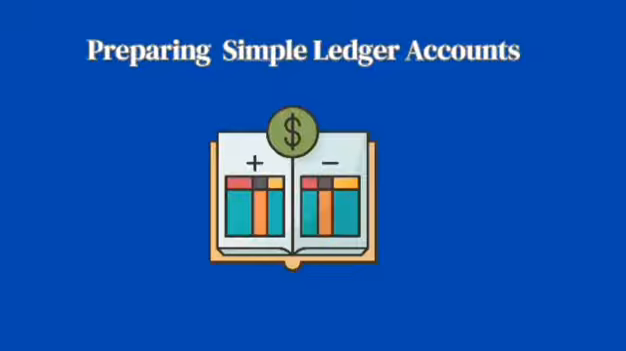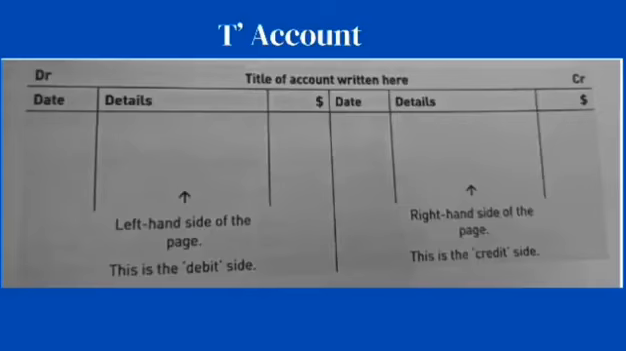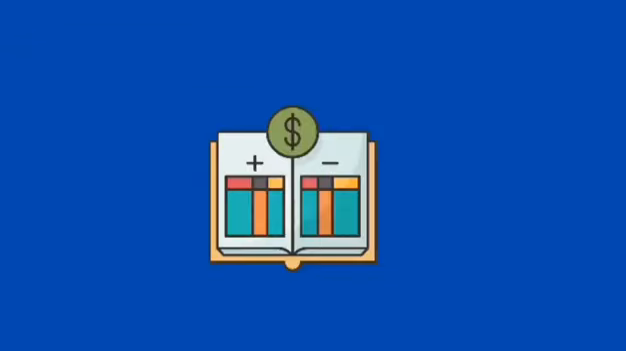Preparing simple ledger accounts. A ledger account is a record of transactions affecting a particular aspect of the affairs of a business. Ledger accounts make use of a two-sided form that corresponds in shape to a letter T, and ledger accounts are sometimes referred to as T accounts.